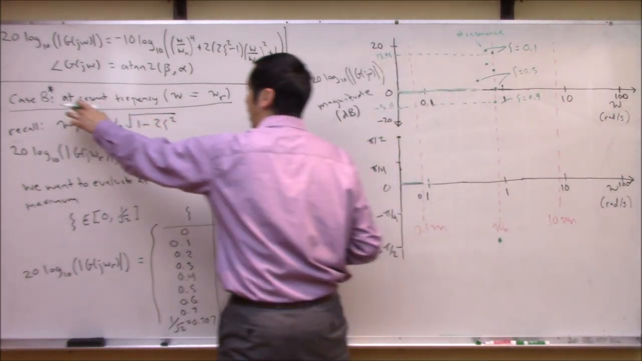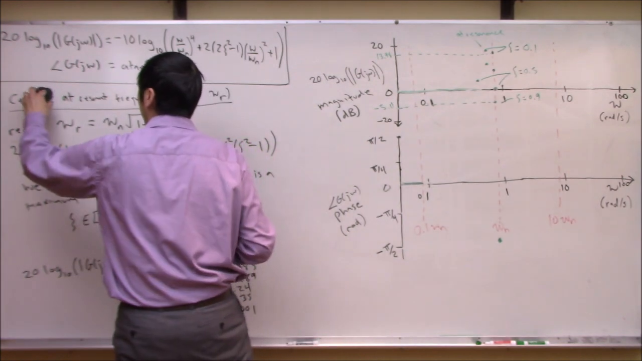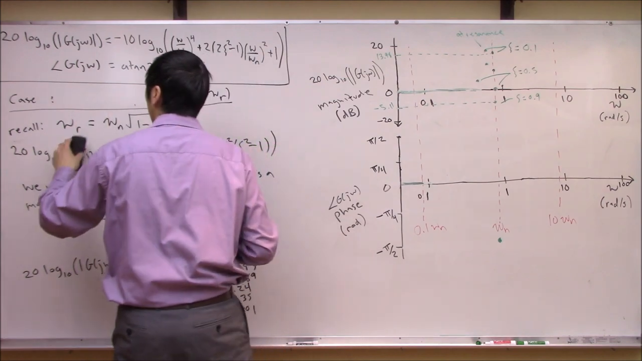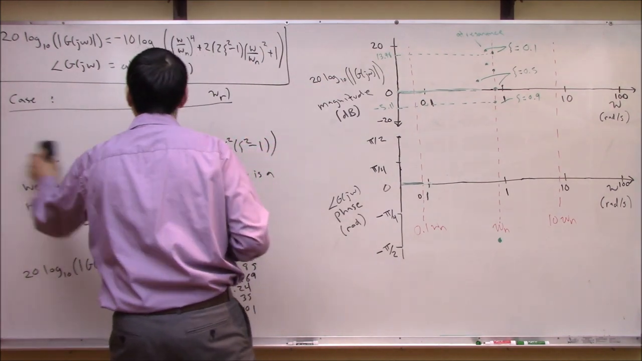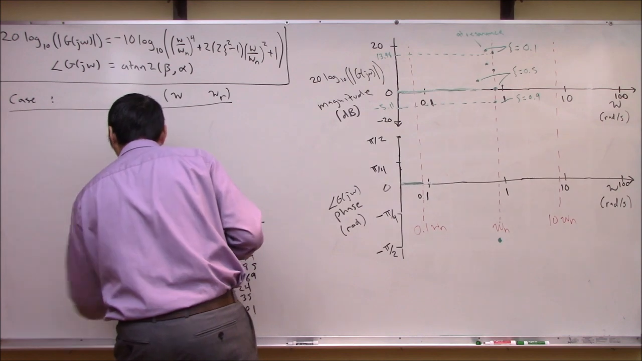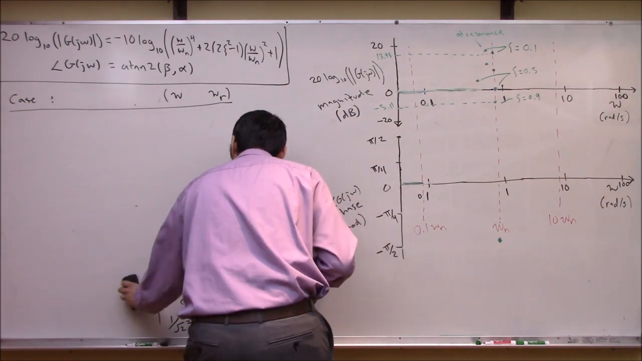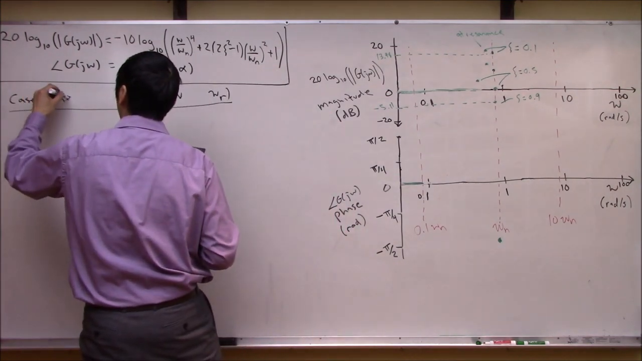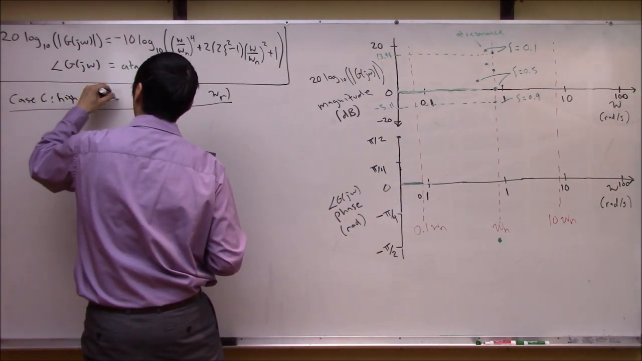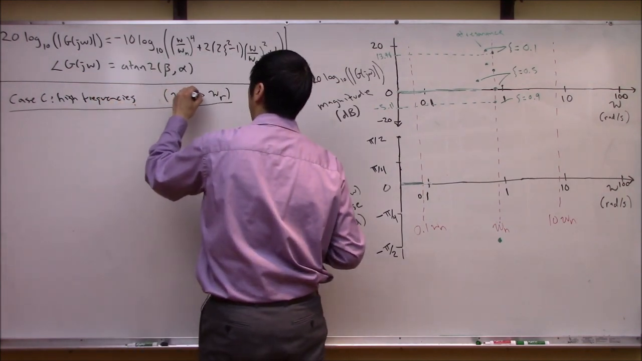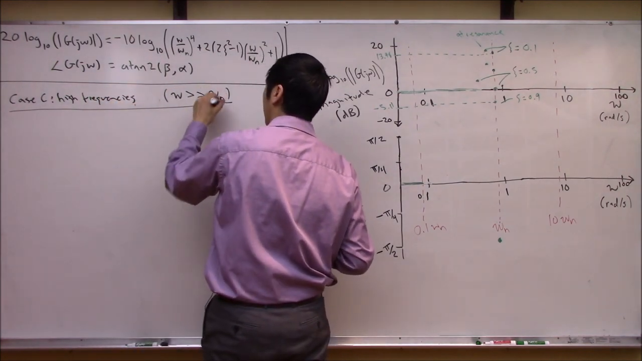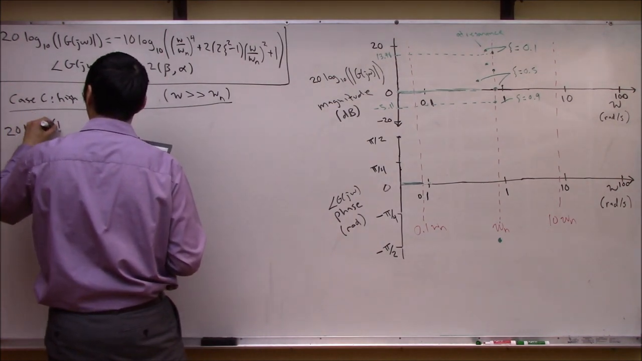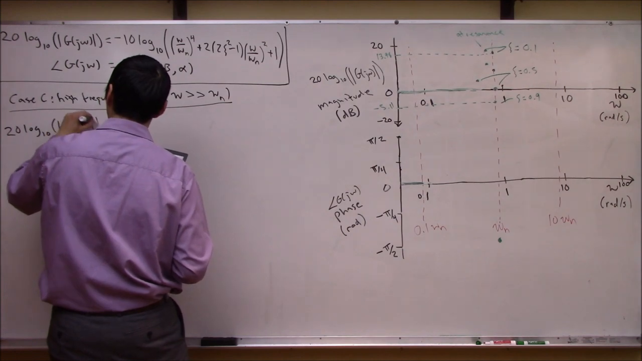Let's keep going then. Let's now leave case B star and go finally to our last case, case C. At case C, what we were interested in was large frequencies, or high frequencies, frequencies big relative to the natural frequency. So case C was at high frequencies. In other words, omega is much, much greater than omega n. So in this case, this 20 times log base 10 of the magnitude of g of j omega.